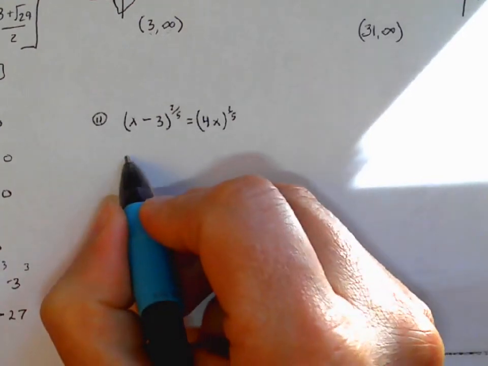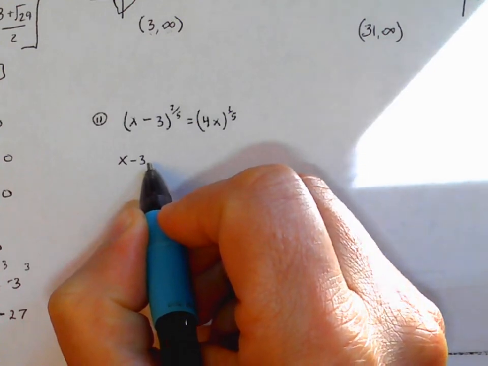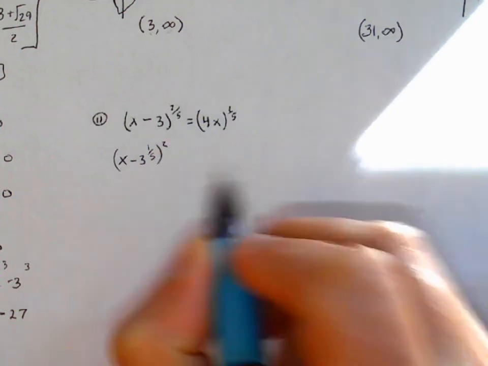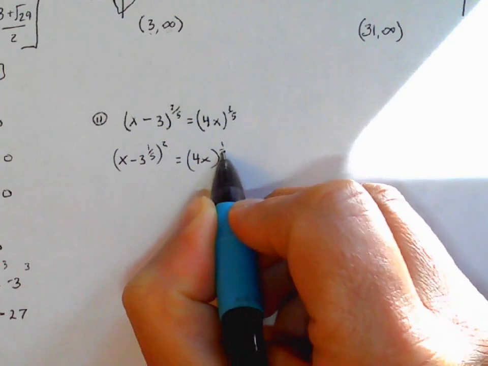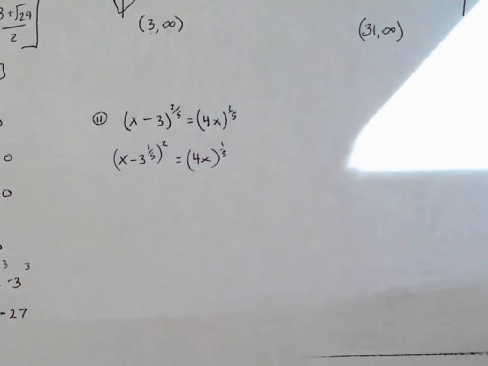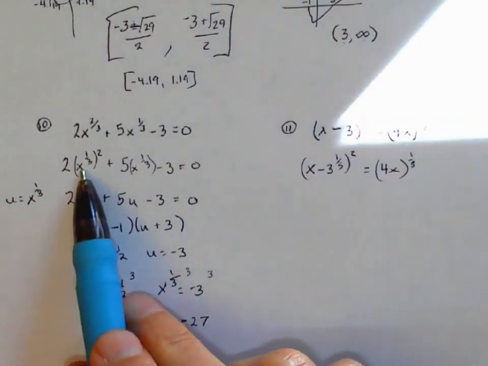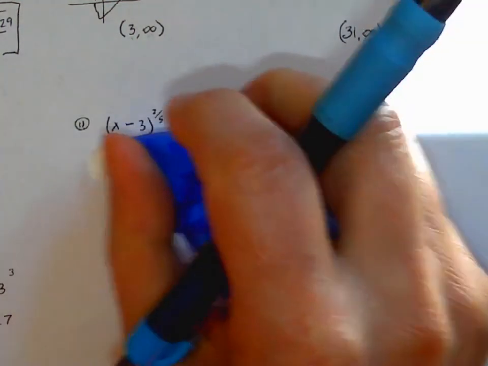So this would be the same thing as x minus 3 to the 1/5 squared, and this is 4x to the 1/5. Actually that's not going to work, because in the last one I had the same exponents that I could substitute in. I don't have the same things here, do I? So I don't want to use that method.